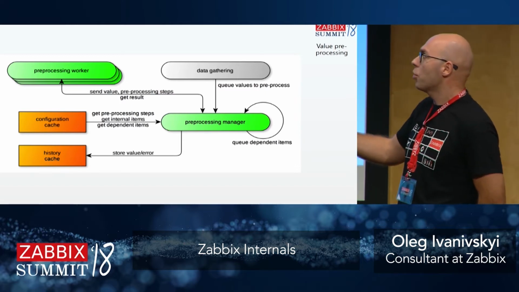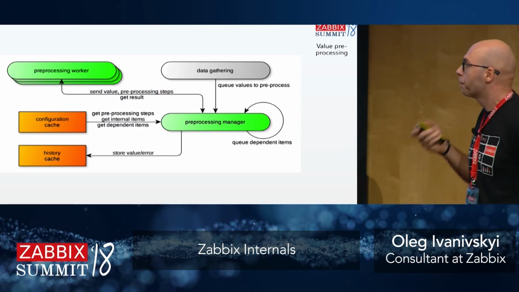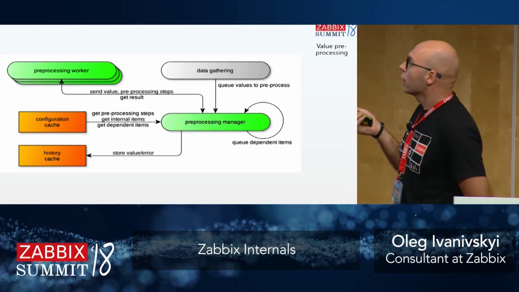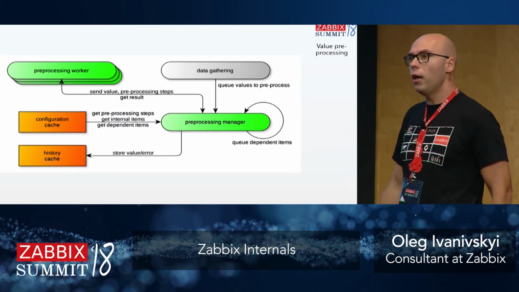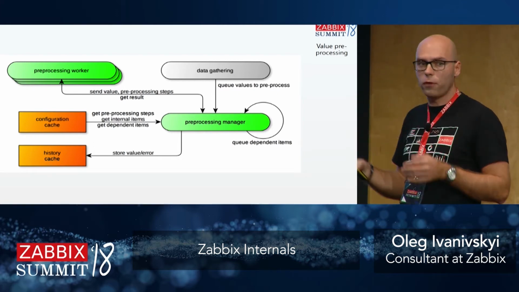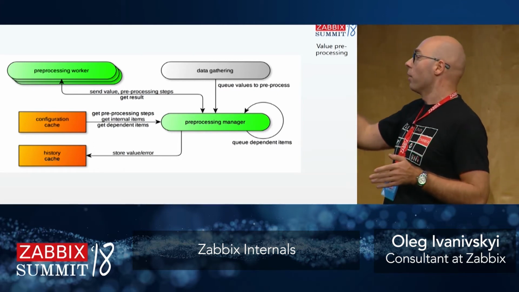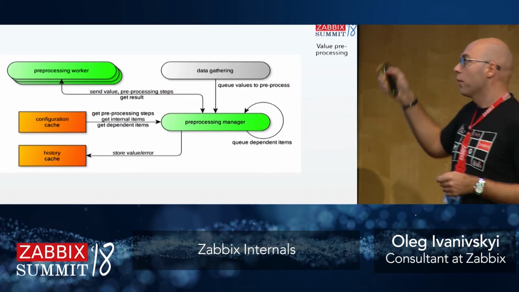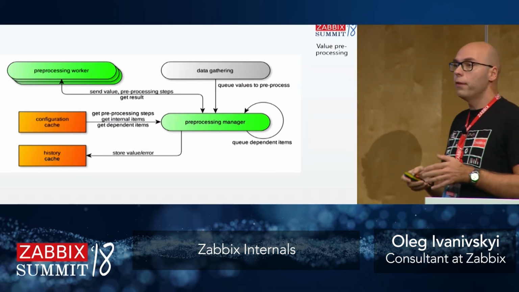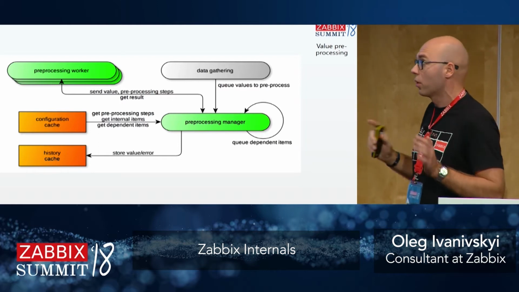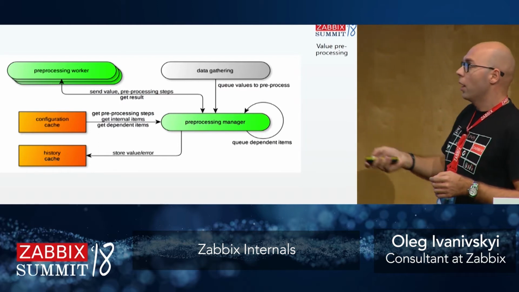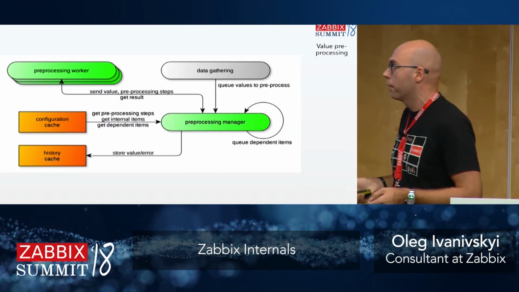So the preprocessing manager will use these workers to manage such tasks. They will apply some changes and will send the value back. The preprocessing manager will use the history cache to write down such values. So if it's necessary to perform some preprocessing steps, they will manage these tasks and will write down values to the history cache. If there are no such requirements, maybe I just get CPU load, no preprocessing steps at all, they will just pass the value or values to the history cache.